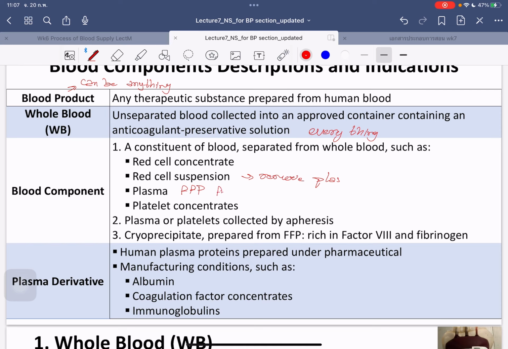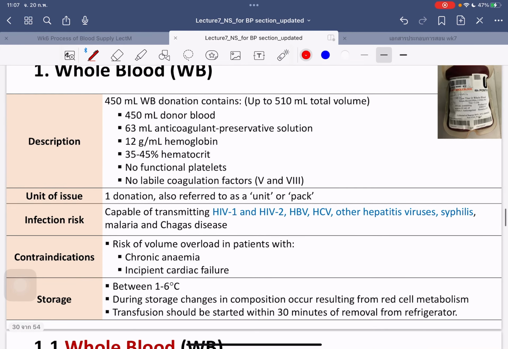For derivatives such as albumin, coagulation factor concentrate, and immunoglobulin, you don't need to remember them because you already know what the components of whole blood are, right? But the thing I would like you to know is that when you donate blood, one bag will contain 450 ml of donor blood and about 60 ml of anticoagulant or preservative solutions. And you see here the hematocrit is around 35 to 45%.